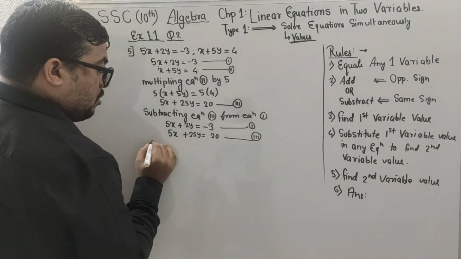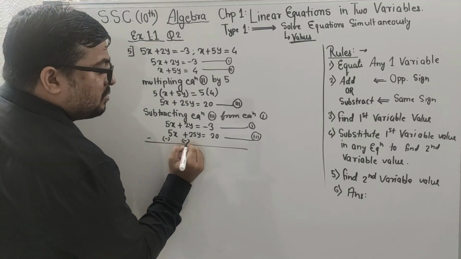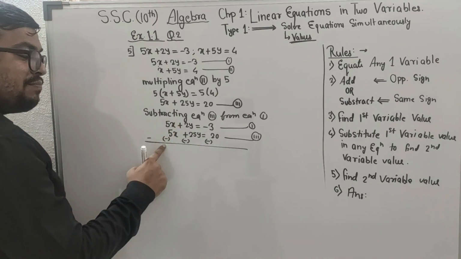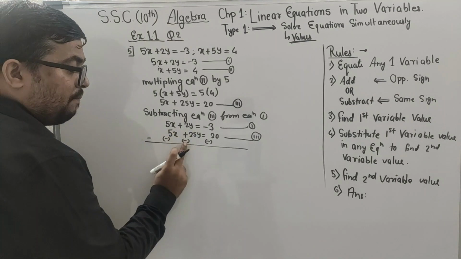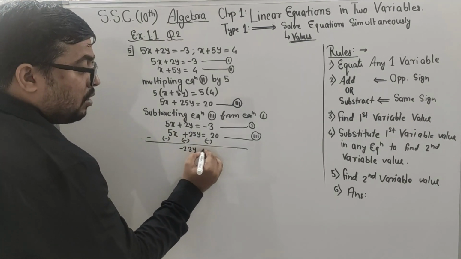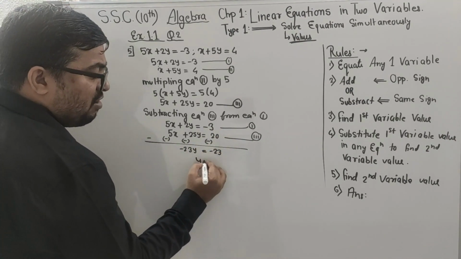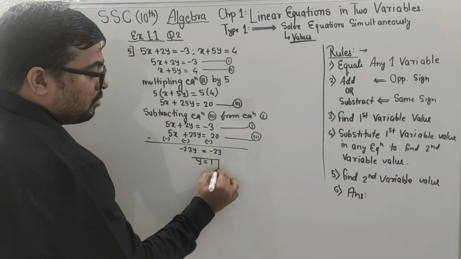Equation number 3. In case of subtraction, you have to change the sign. Minus, minus and minus. Students, 5x minus 5x will get cancelled. 2y minus 25y becomes minus 23y. Minus 3 minus 20 is minus 23. So y will become minus 23 upon minus 23, that is 1.